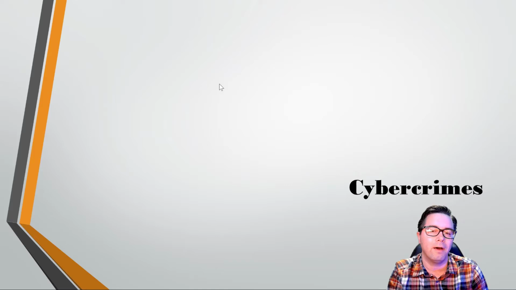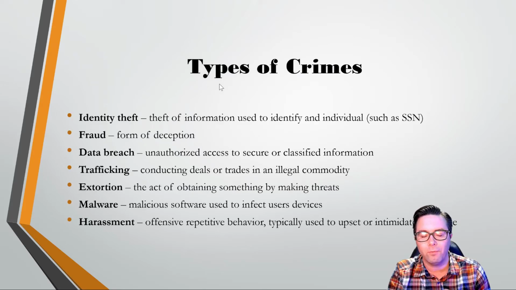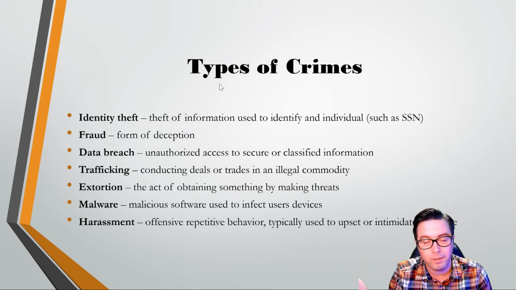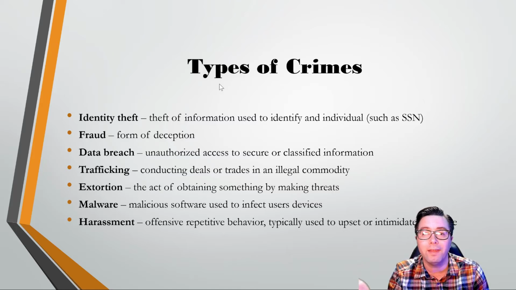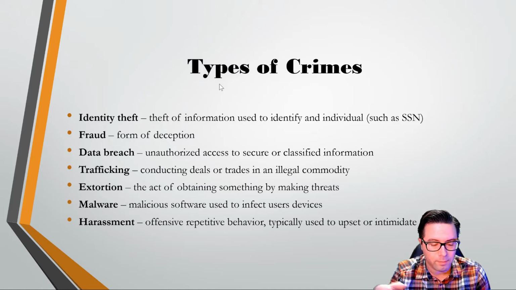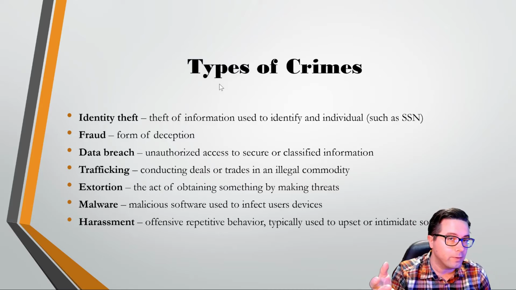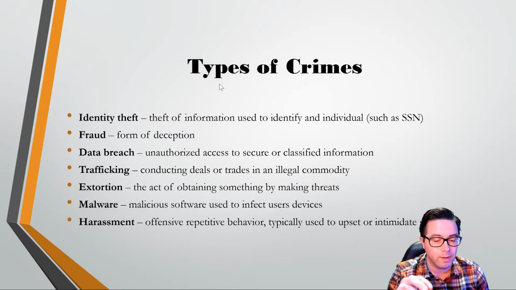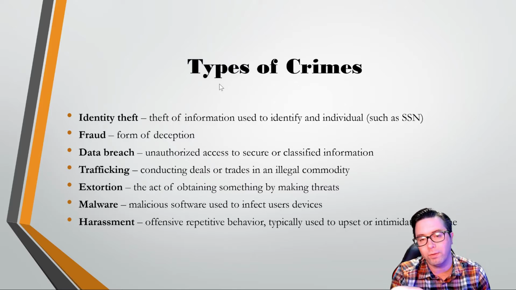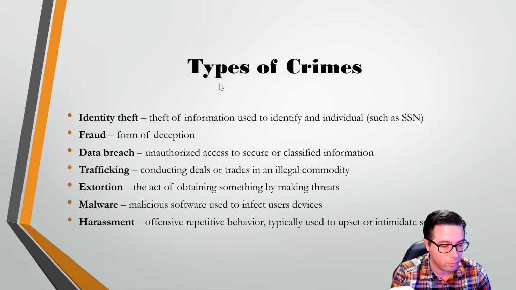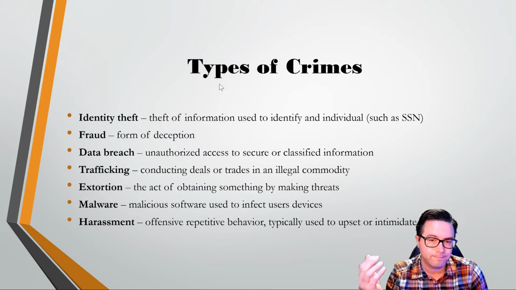The next thing that we're going to talk about is cybercrimes. And there's a few different ones. There's identity theft. That's clearly where you're pretending to be somebody that you're not online, such as using a social security number to get into bank accounts. Maybe a way that they get it is through fraud, which is also pretending that you're somebody that you're not, but it's to get information, for identity theft or whatever the reason. Fraud is a form of deception.